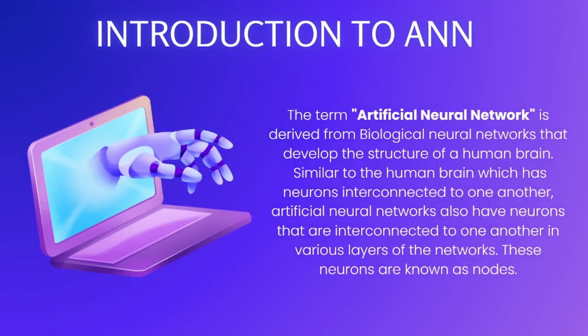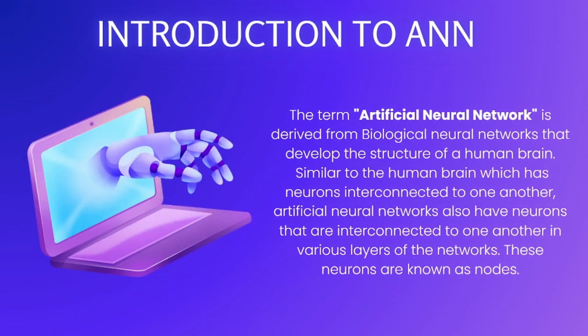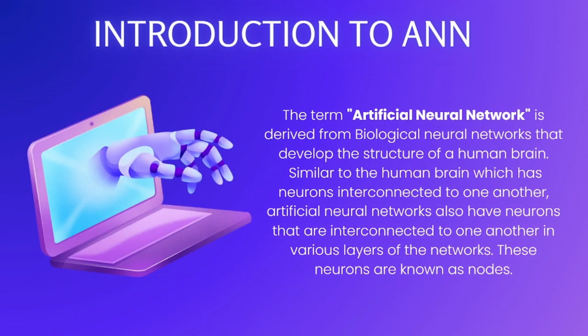So, what is ANN? ANN are models inspired by the structure and function of our human brain. ANN is used in machine learning and artificial intelligence to process and analyze complex data, particularly tasks such as pattern recognition, classification, and prediction.